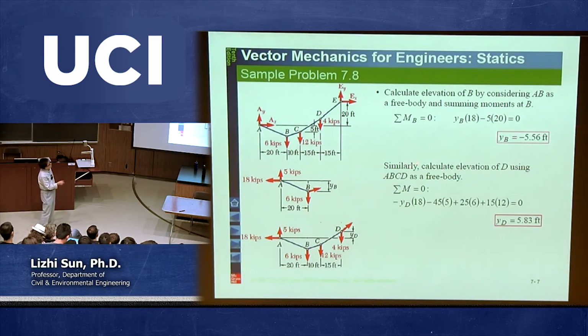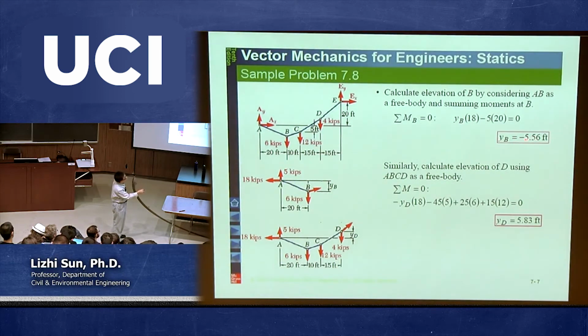Negative 5.56, that means what? This one actually is going up. Let me see. Wait, I'm sorry. I don't like to write this way. Okay. From this equation, in fact, YB equals positive 5.56, I believe. Because here, this one times this minus this one equals this. YB, in fact, is a positive 5.56.